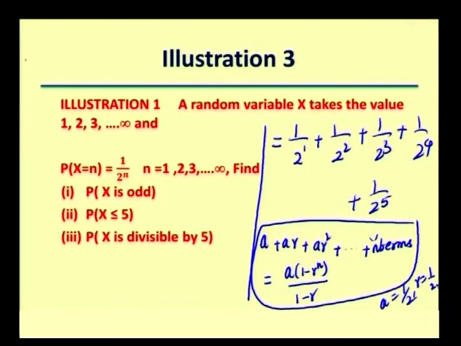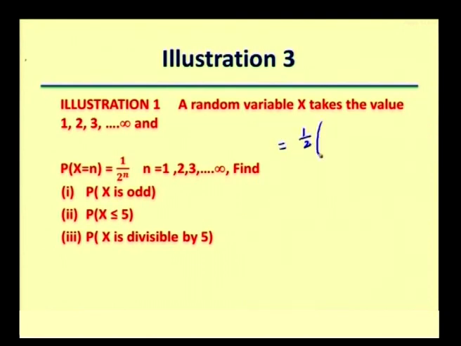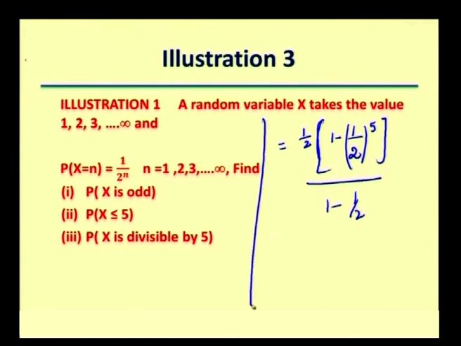Applying this formula for this series, we have 1/2 into (1 minus 1/2 power, how many terms are there? 5 terms) 1 minus (1/2) whole power 5, divided by 1 minus 1/2, that is 1 minus r. This is equal to 1/2 into (1 minus 1/32), because 2 power 5 is 32, by 1 minus 1/2, which is 1/2. When you cancel 1/2 and 1/2 and simplify 1 minus 1/32, we have the answer as 31/32.